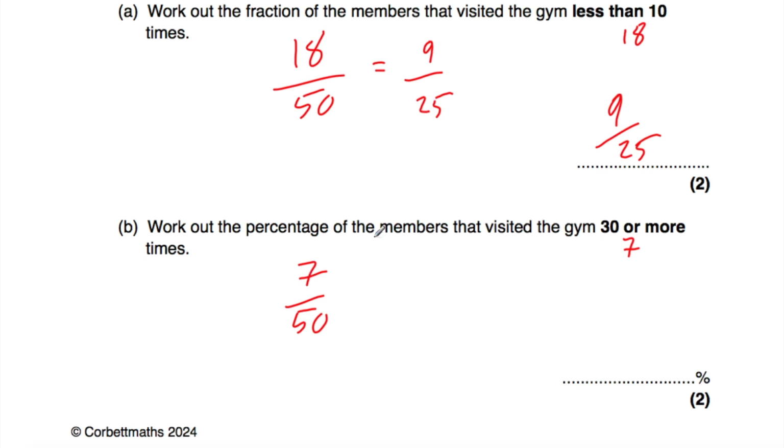So that's the fraction. We want to write it as a percentage. Remember, percentages are out of 100, so we want it to have 100 on the denominator. To get from 50 to 100, we double it, or times by 2. So we need to double the numerator, so that's going to be 14 out of 100, or 14%. And that's it. Okay, let's have a look at our next question.